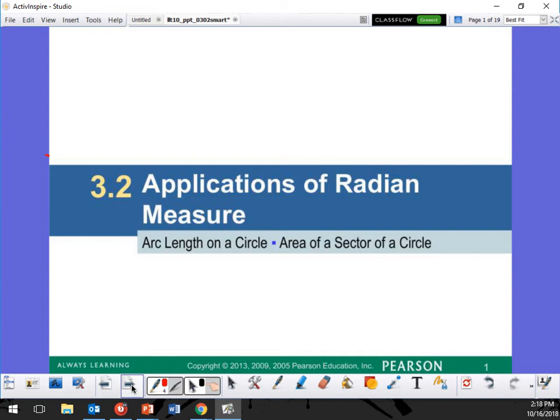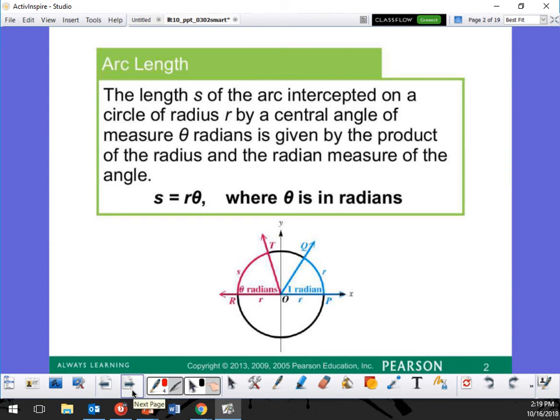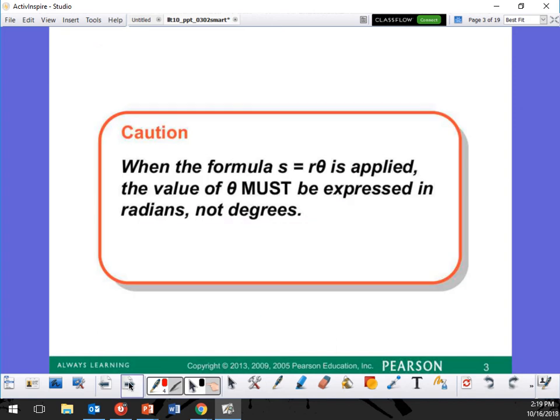You all have the notes. Right here is important information. This is the part that you're going to circle, highlight, underline, and italicize, and make sure you know where it is. This formula is going to be important: S equals r theta. S is the arc length, and theta has to be in radians. Radians, not degrees.